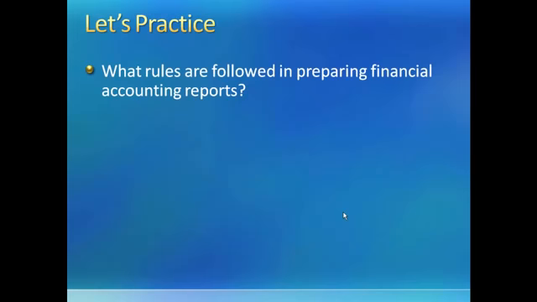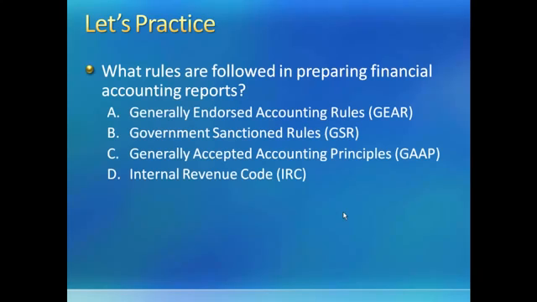Next question. What rules are followed in preparing financial accounting reports? If we think back to the discussion, generally accepted accounting principles. So looking at our options, the option that includes generally accepted accounting principles is option C. Next question.